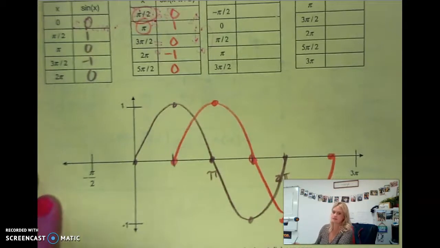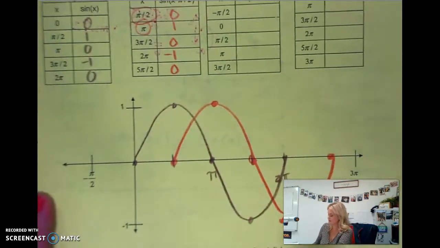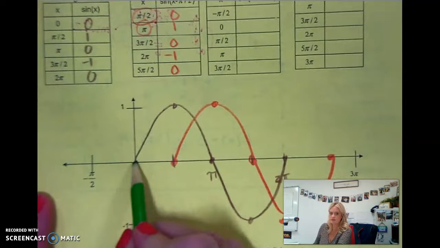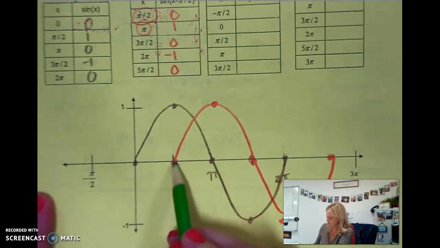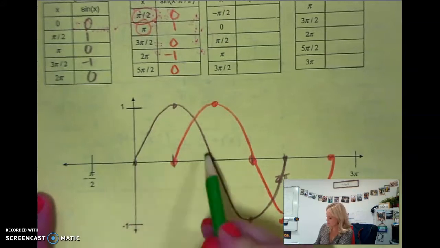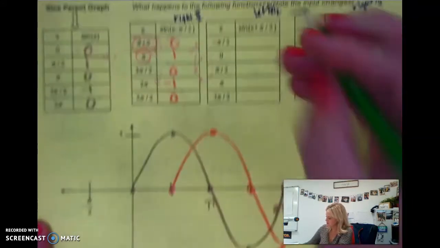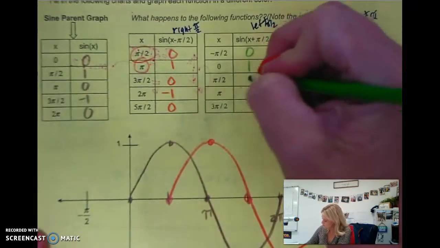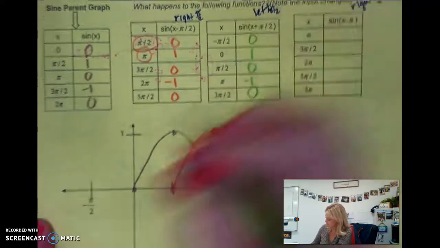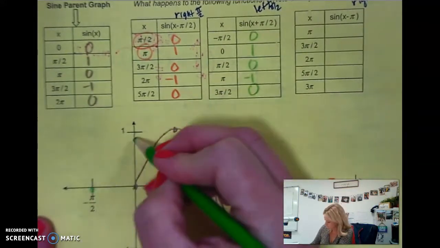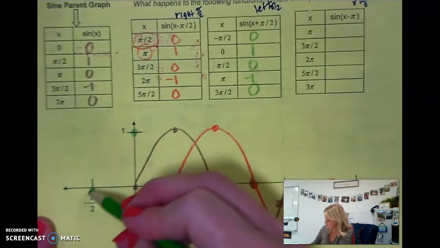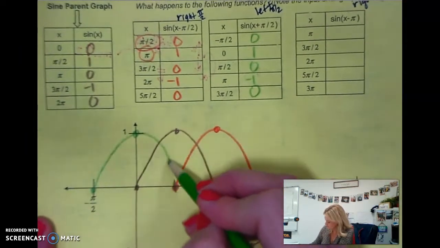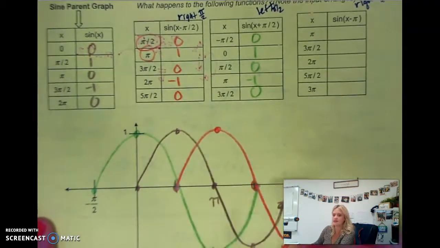The second one says we're going left a half a pi. So if you think about starting at 0, 0, now we're going left a half a pi. If we're at half a pi and we're going left, we're at 0. Everything is picking up and shifting to the left a half a pi. Again, there's nothing right now happening with the Y values. This is only with the X values.